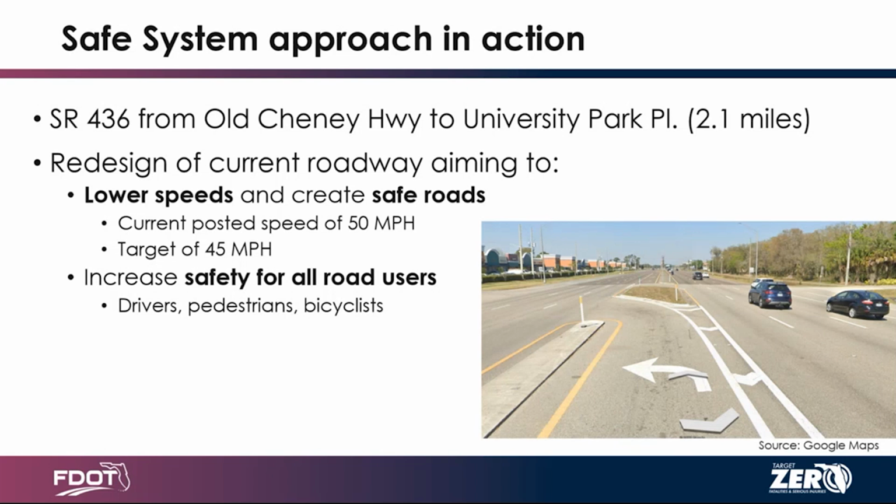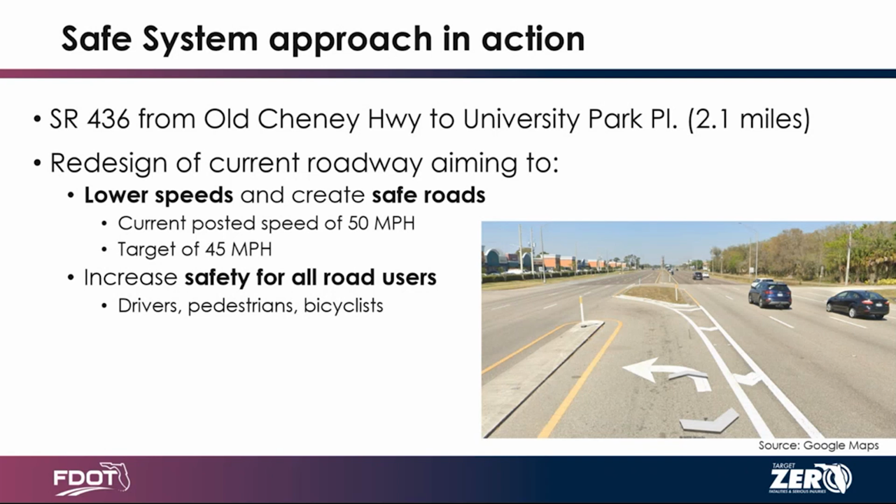Just to add to that, my thought was also the same. When we look at things like access management reviews, we would usually ask people to put in right turn lanes because of that slowing down. I get that there would be lower speeds on that right turn lane, but wouldn't you assume there would be an increase in potentially rear end crashes?